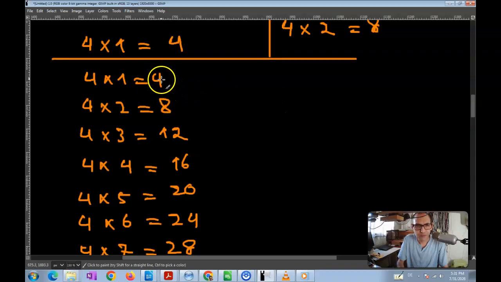Now the difference between any 2 consecutive sums is always 4, because it's a multiplication table of 4, meaning 4 plus 4 is equal to 8, 8 plus 4 is equal to 12, 12 plus 4 is equal to 16, 16 plus 4 is equal to 20, and so on and so forth, right?